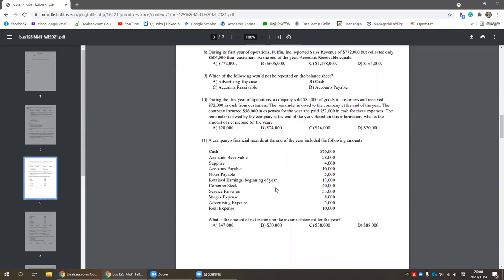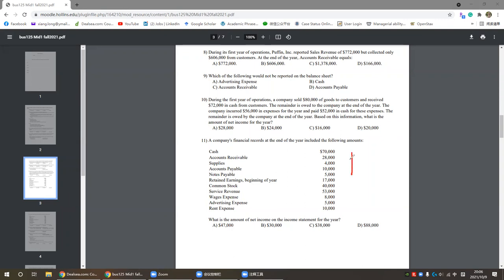Okay, so in question 11, it gave you a lot of numbers and asks what would be the amount of net income on the income statement for the year. Whenever we see these kinds of questions, we need to read the question, then find out which numbers are useful to solve it.